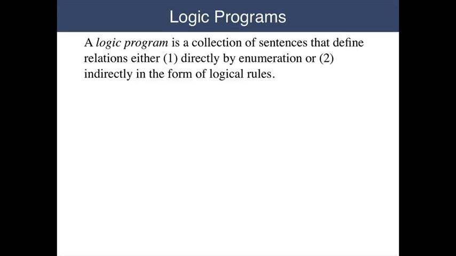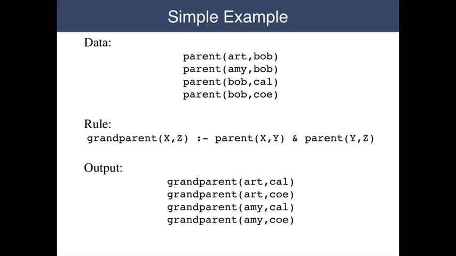A logic program is a collection of sentences that define relations, either directly by enumeration or indirectly in the form of logical rules. Here's a simple example. The first 4 sentences here define the parent relation by enumeration. Art is the parent of Bob, and Amy is the parent of Bob. Bob is the parent of Co and Cal.